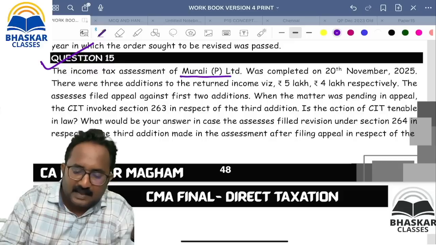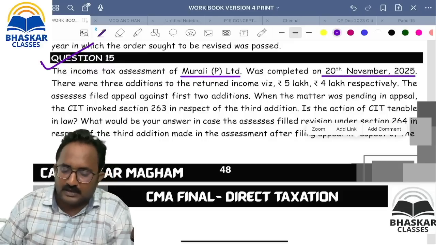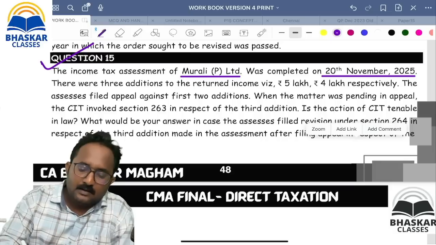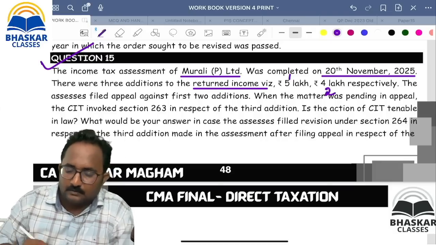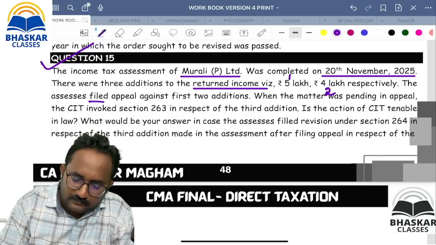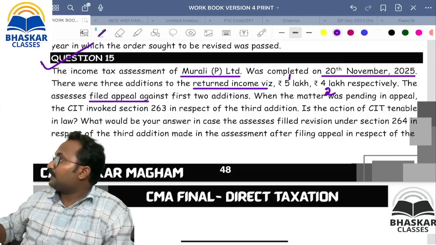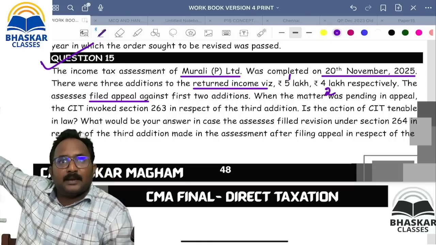Income tax assessment in the hands of Morally Private Limited was completed on 20th November 2025. After the completion of the assessment, for the returned income they are adding 3 additions. One is 5 lakh, the second one is 4 lakh. With respect to the first 2 additions, we filed an appeal. Can you tell me, with respect to the first 2 additions, one is a 5 lakh addition, the second one is a 4 lakh addition done by the AO.